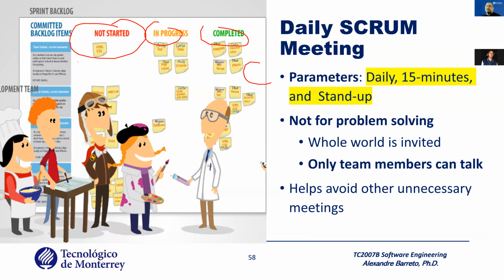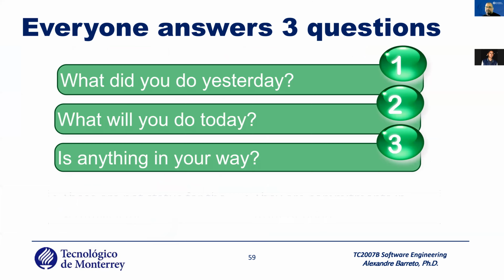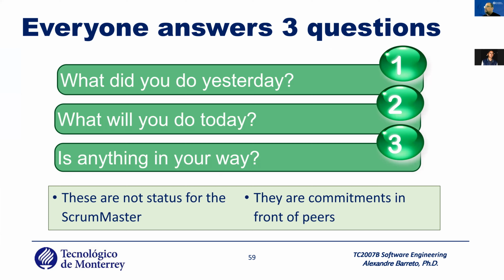You see, not started, in progress, and complete. It's the same, but here you use a dashboard. Sorry, a whiteboard. You can use a whiteboard. We use a tool because it's not feasible to use this type of thing. But what is this meeting? During this meeting, you need to answer 3 questions. What did you do yesterday? What will you do today? And is there anything in your way or anything that blocks your performance?